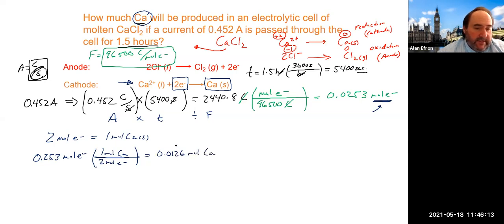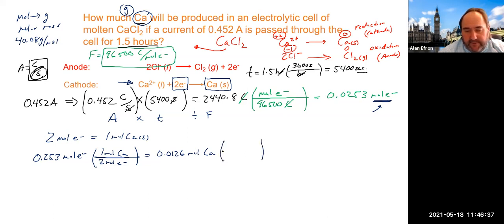We're not really interested in how many moles of calcium. Usually we're interested in grams. So at this point, it's just a conversion from moles to grams, and we use the molar mass from the periodic table. That looks like 40.08 grams per mole. That would be our final step here, 40.08 grams per mole of calcium.